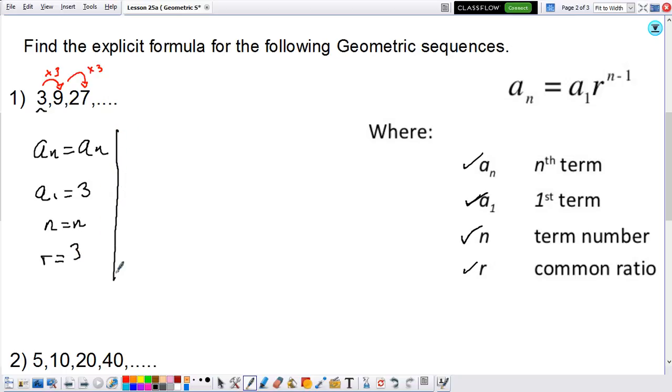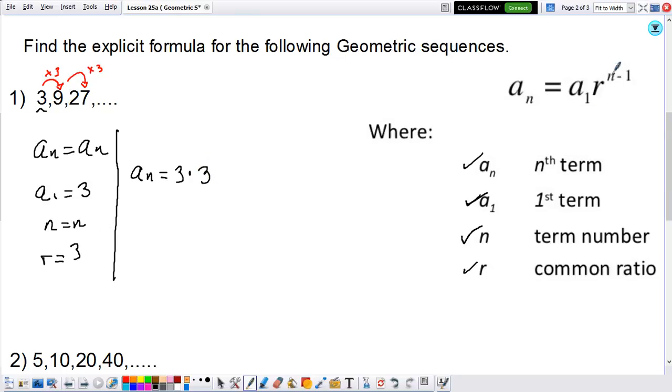Once you have these four pieces of information, you plug them into the formula and you have the formula that you were looking for. So An stays as An. A1, we found it to be 3. So it's going to be 3 times r, where r, we found it to be 3. So it's 3 times 3.